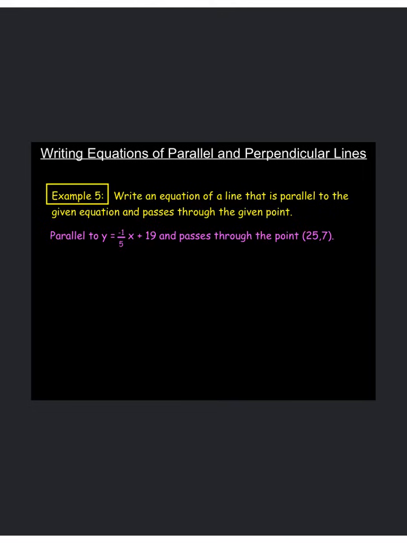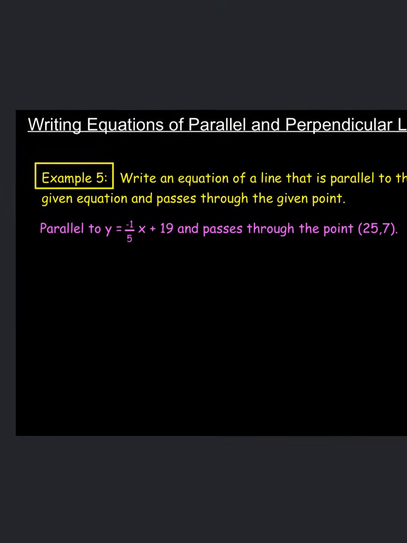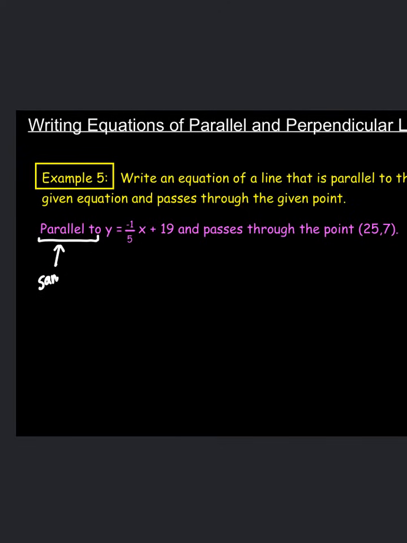So first example here, or example 5, says write an equation of a line that's parallel to the given equation and passes through the given point. So it says it's parallel to y equals negative 1/5 x plus 19, and it passes through the point 25, 7. So what does this mean? It means if it's parallel to, this tells us that it's the same slope. And so if it's the same slope, what we're going to take from that equation is that the slope of our new line is going to be negative 1/5.